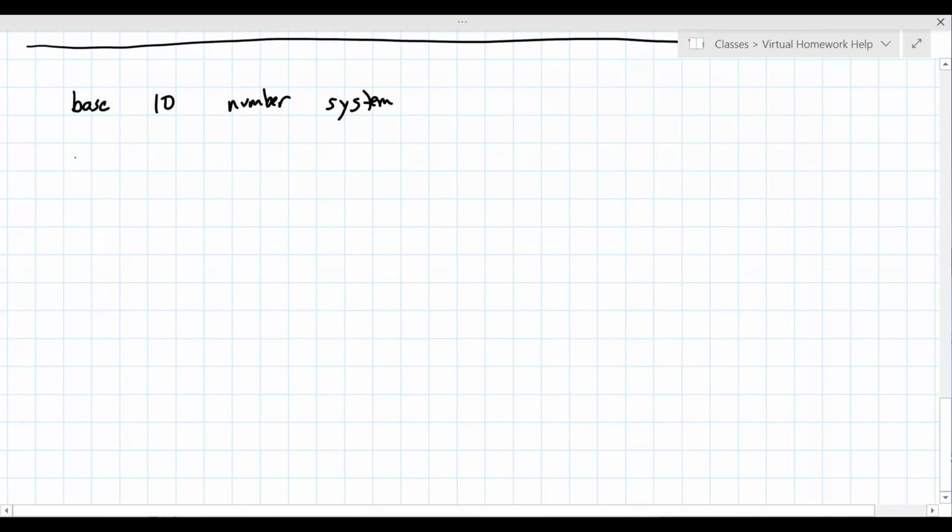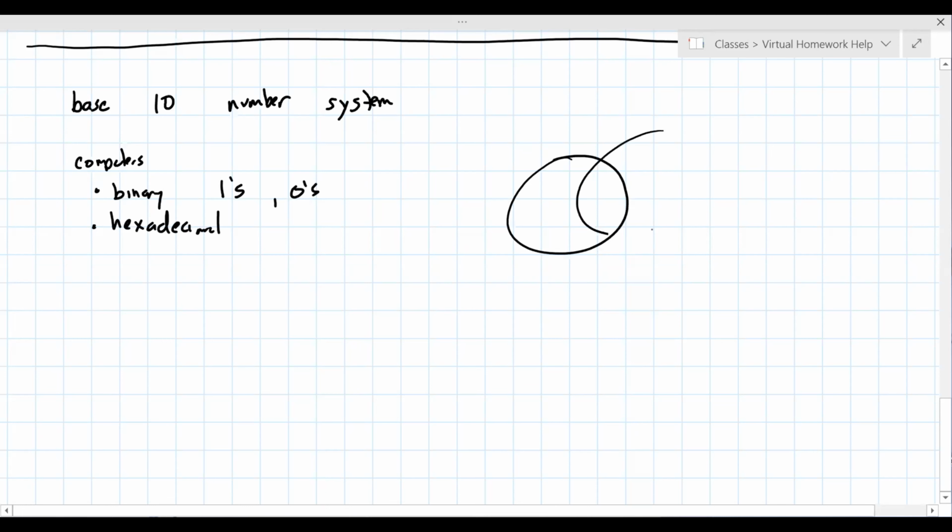The most common numbering systems used in computers are binary, which is ones and zeros, and then hexadecimal. There are a lot of math classes out there, and then there are computer science classes, and there is some overlap. So we still cover this as part of the Math by Matthew virtual homework help. Feel free to ask your questions in your related field.